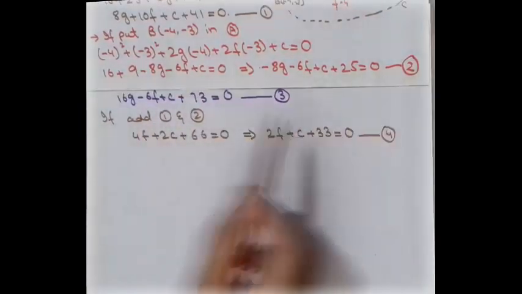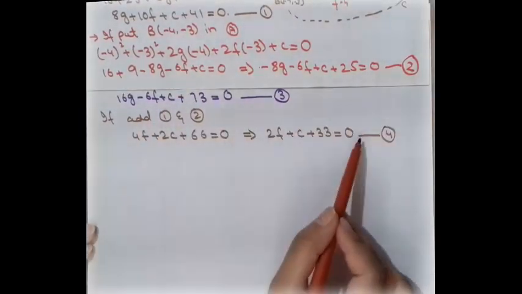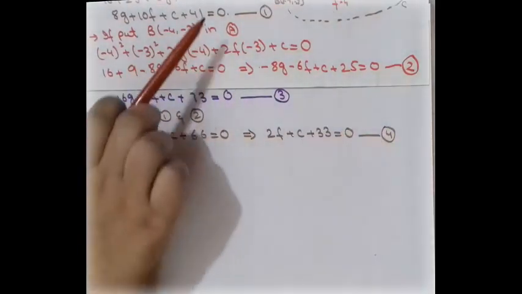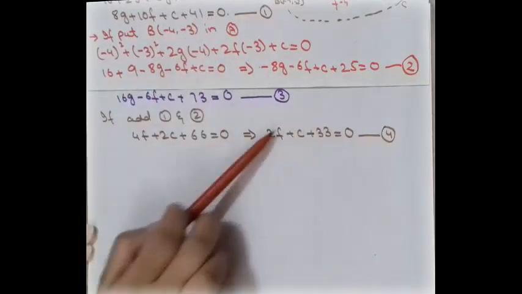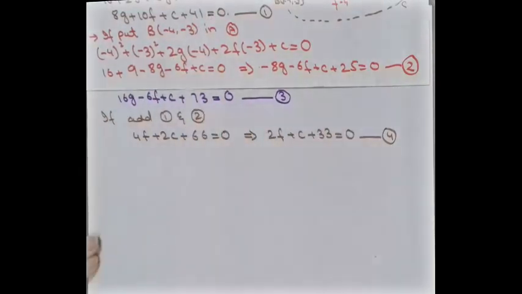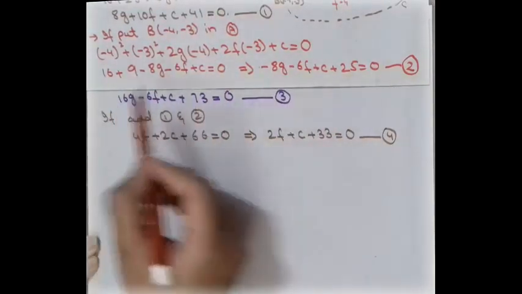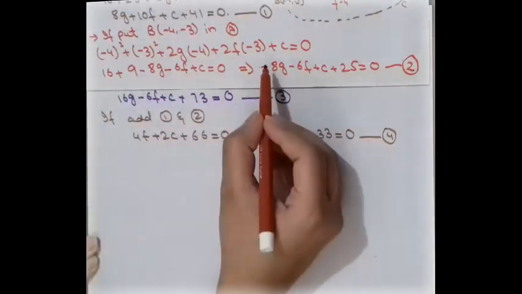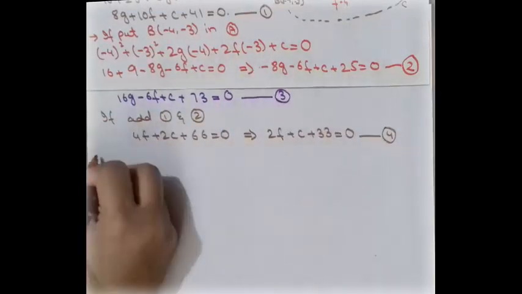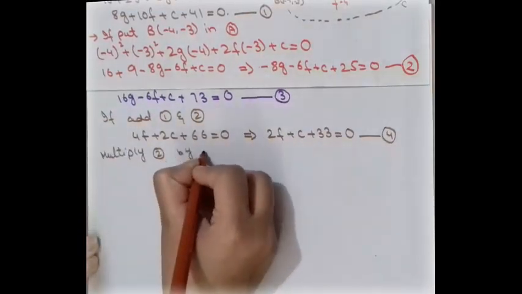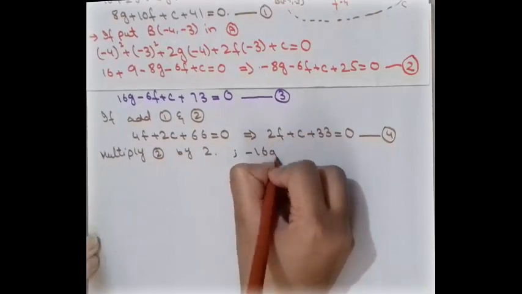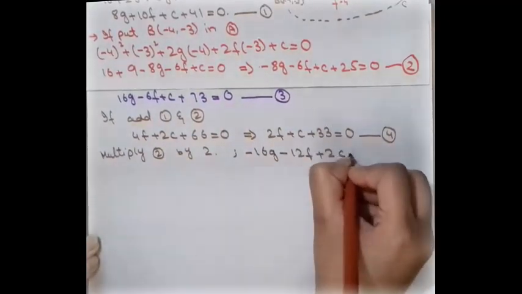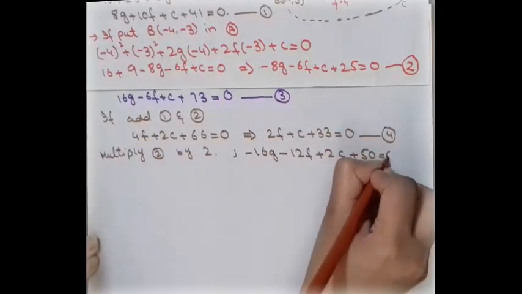We divide this equation by 2 and we get this term, and call this equation 4. Now to use the second and third equations, we eliminate g. As there is a 16g and an 8g, we multiply the second equation by 2, which gives minus 16g minus 12f plus 2c plus 50 equals 0.